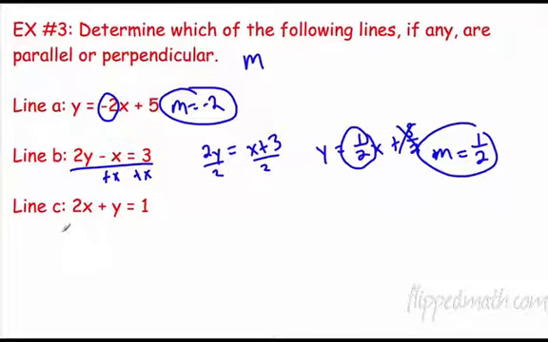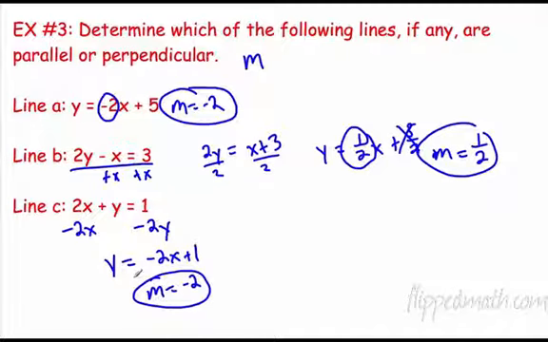And let's do the third one, so I need to subtract 2x, because I have to get it y equals mx plus b. So y equals negative 2x plus 1. So the slope here is negative 2. All right, so let's do the obvious. Whenever the slopes are the same, they're parallel. These two are not the same, these two are. So A is parallel to B.